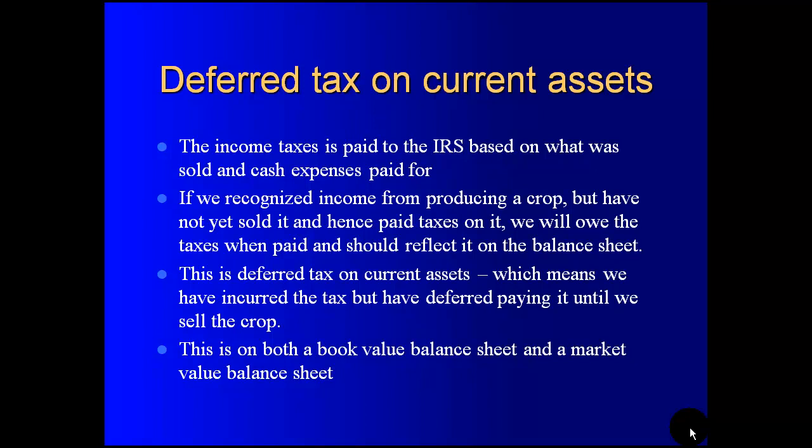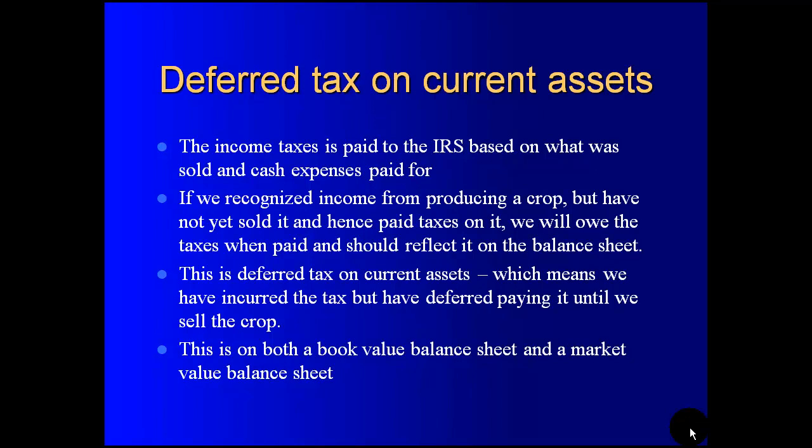And so once we do sell it, we're going to owe that tax and have to pay it as soon as we sell it. So if we counted the value of those assets on the balance sheet but not the tax that we would owe against them when we sell them, we'd really be overstating what our wealth is. So what we call it is a deferred tax on current assets. So we've deferred paying that tax until we actually sell the asset.